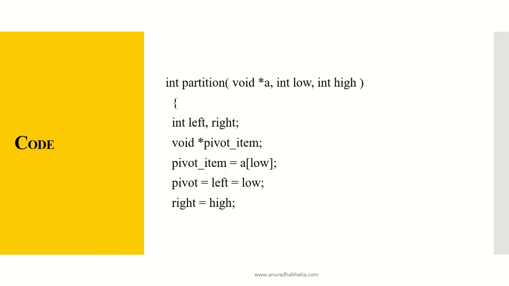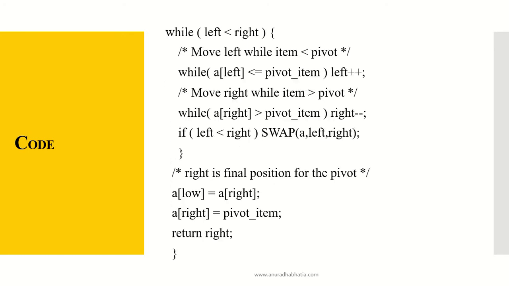Now this is the code for partitioning. Integer partition, void A, the pointer to that array, low and high. Int left and right, which is used for pointing to the low and the high. Void pivot element is a function which is called, and pivot item is equal to A of low, so that value goes in the pivot item. Pivot is equal to left is equal to low, so this low becomes the pivot, that's the first element, and right is equal to high, so the rightmost side becomes the highest element.